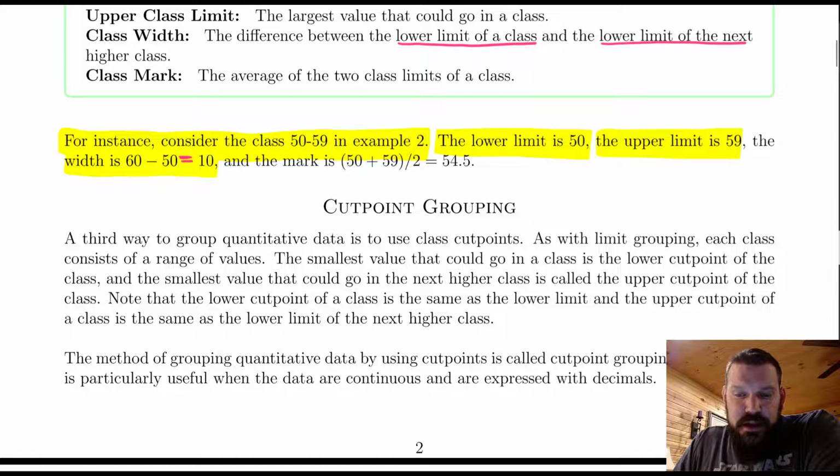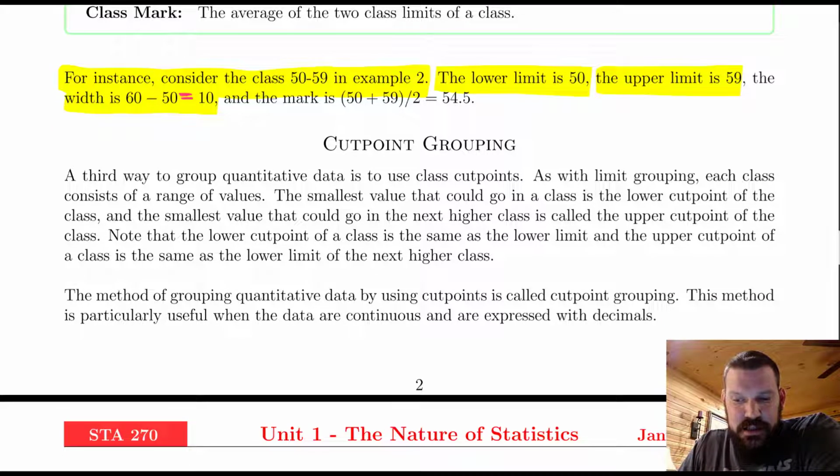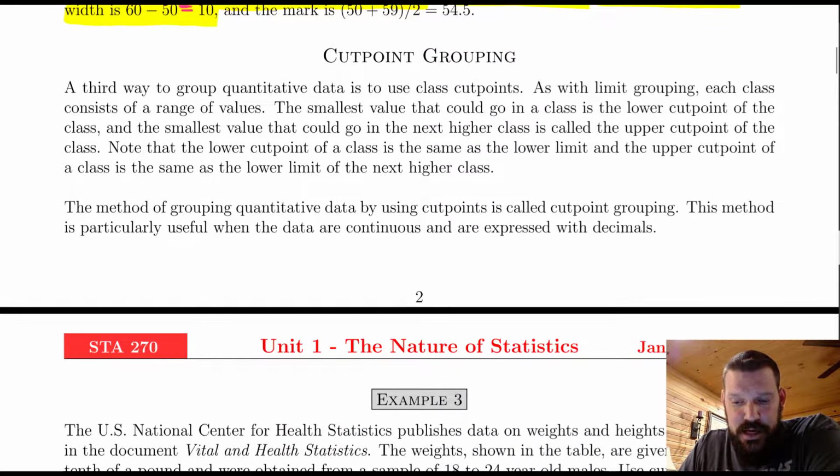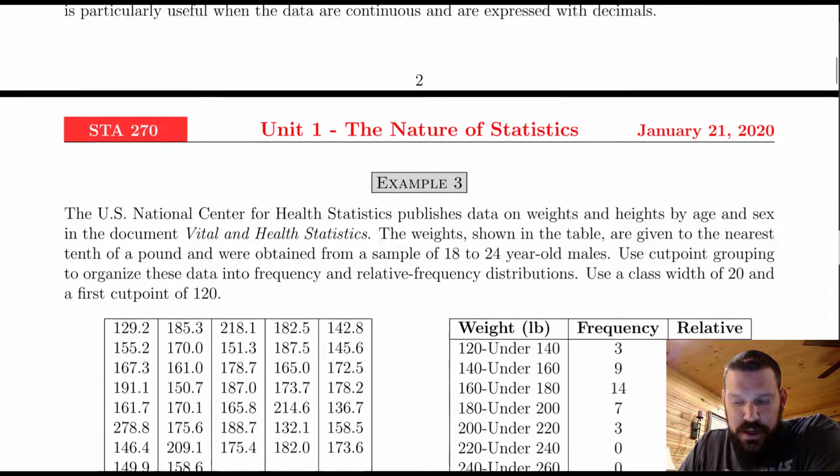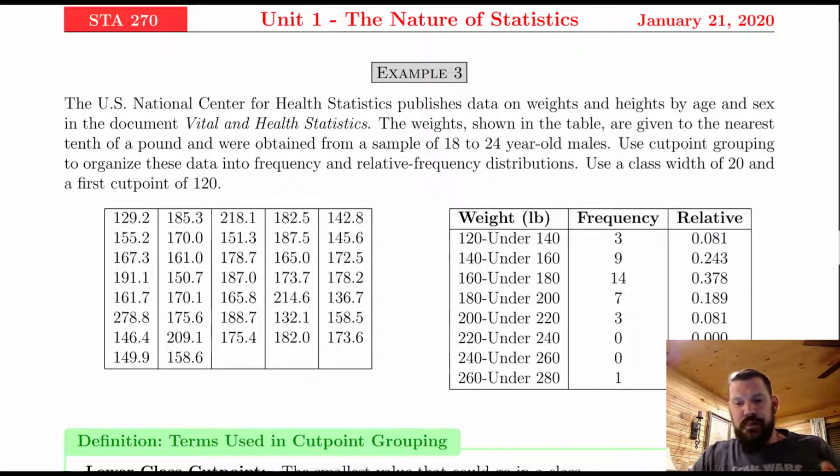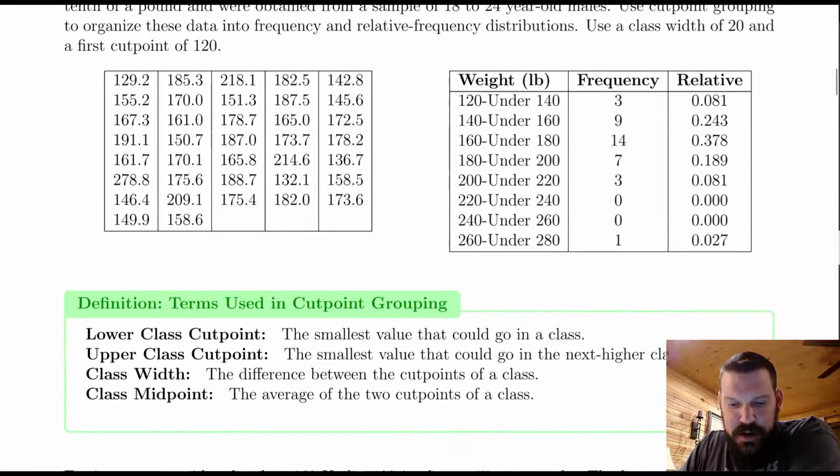A third method of grouping is called cut point grouping, and it's really kind of similar to the limit class grouping that we just looked at. But with cut point, I don't know how to describe the primary difference.